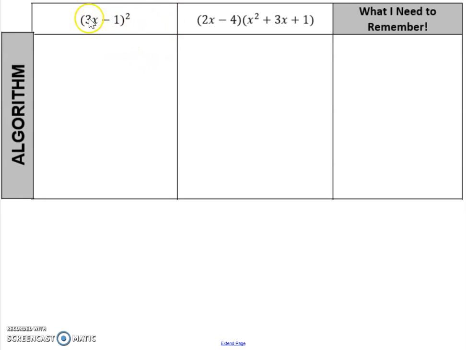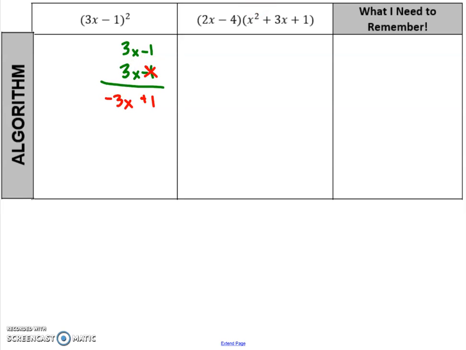Let's do it again. Remember, 3x minus 1 squared is 3x minus 1 times itself. Always expand it. Some of y'all are going to want to just do, oh, if I square everything, I'm done. But you're going to miss your middle term if you do that, okay? All right, here we go. Negative 1 times negative 1 is positive 1. Negative 1 times 3x is negative 3x.